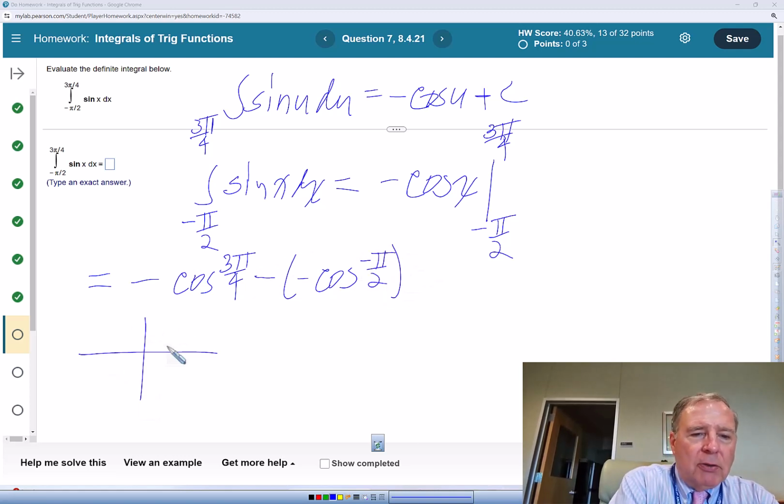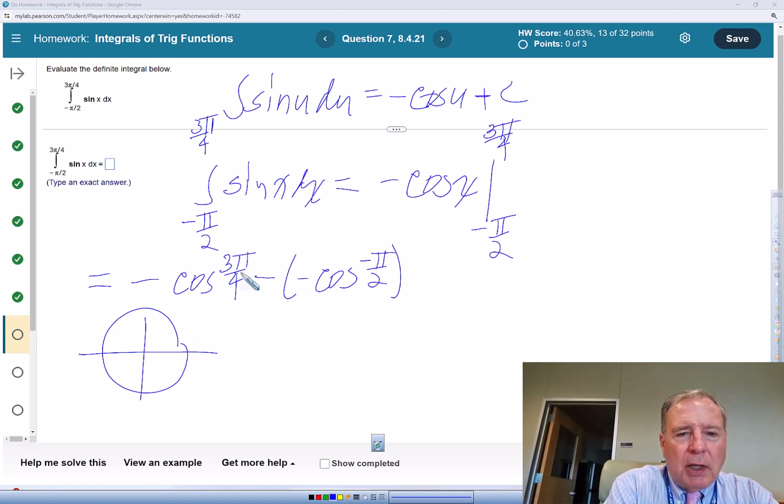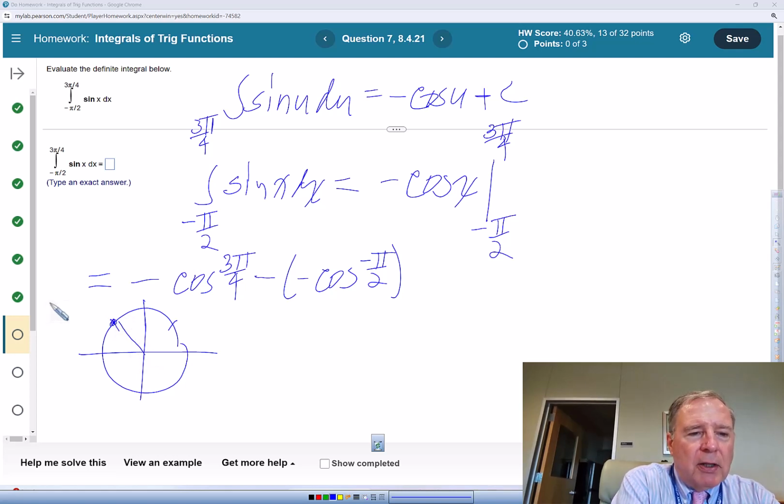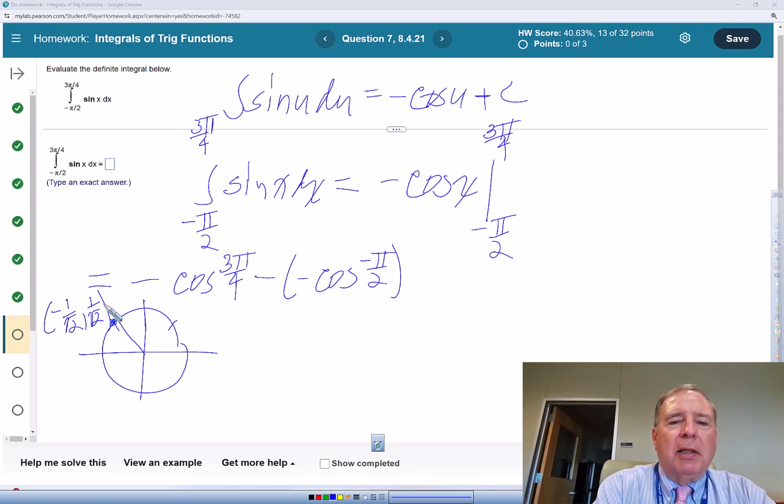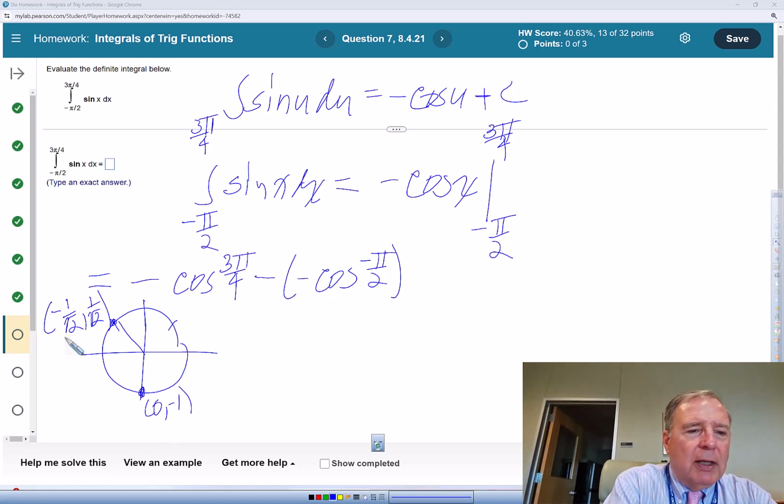If we look at the unit circle, so we got 3 pi over 4, so this is pi over 4, 2 pi over 4, 3 pi over 4. So this point right here is negative 1 over the square root of 2, positive 1 over the square root of 2, or square root of 2 over 2. And then negative pi over 2 going backwards. So this point right here is 0, negative 1. And the cosine of the angle is always the x-coordinate.